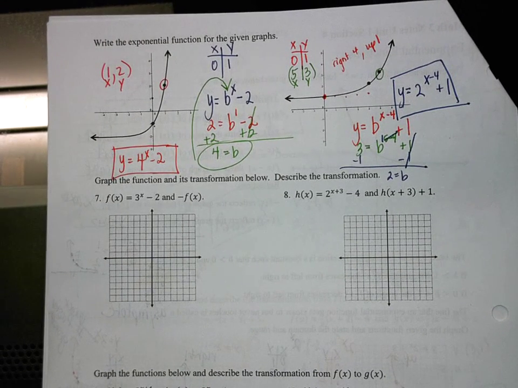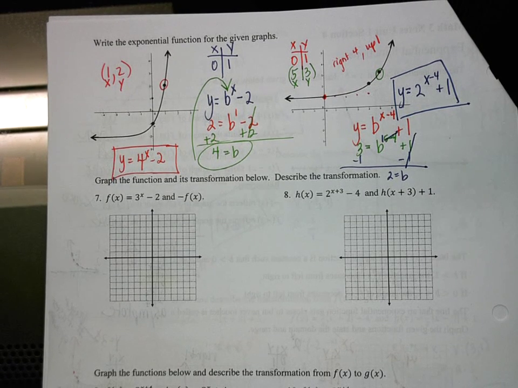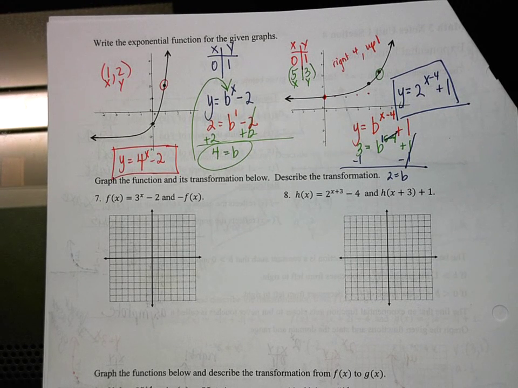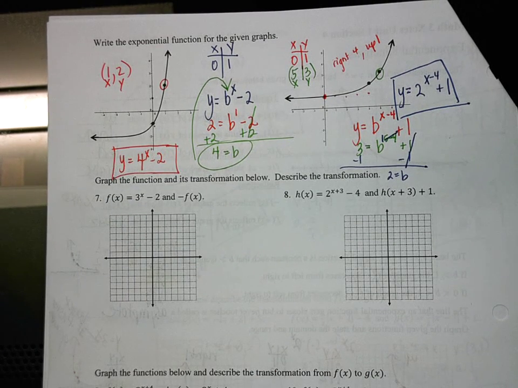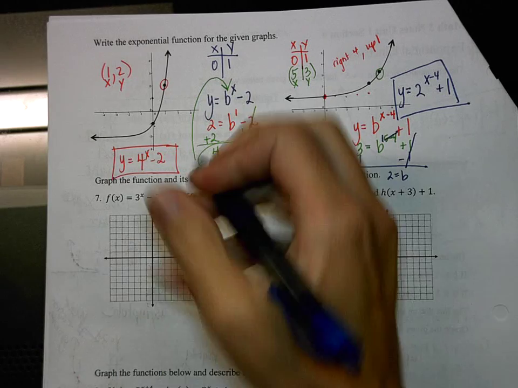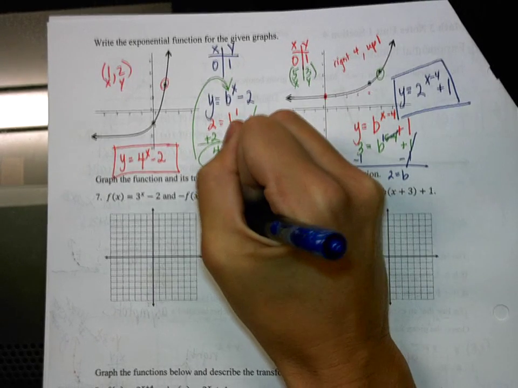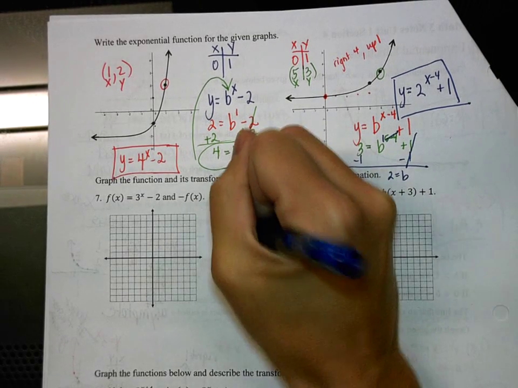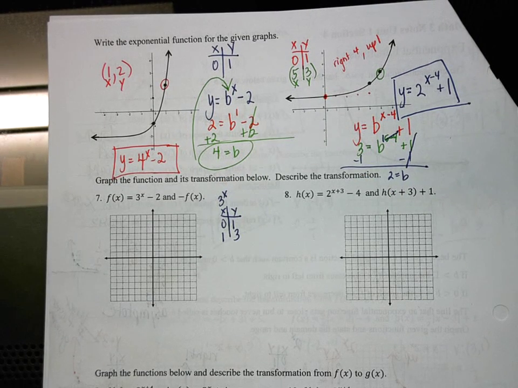Okay, so now they've asked us to graph the function and its transformation, and then describe the transformation. Okay, so this one would originally be at what? Without the shifts, it's going to be 3 to the x, which means my 2 points for x and y would be where? 0, 1, and 1, 3. Okay, and then how am I going to shift this one?